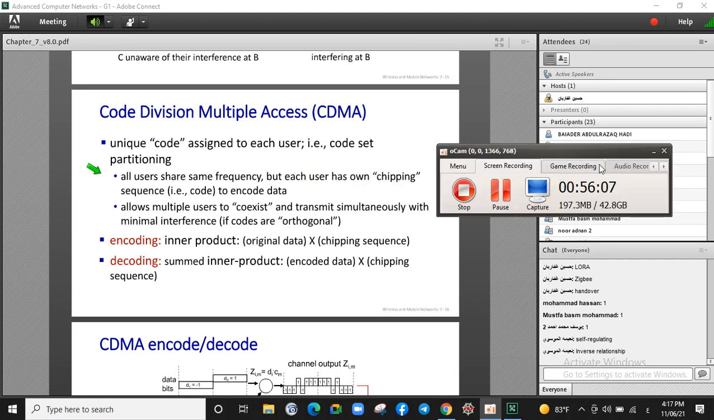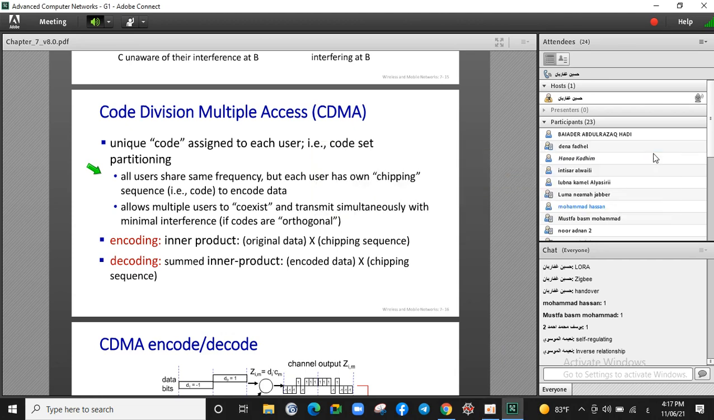Okay, is there any solution to solve this problem? Sending two pieces of information, two signals together, makes a problem at the receiver. Can I solve this problem? Yes.